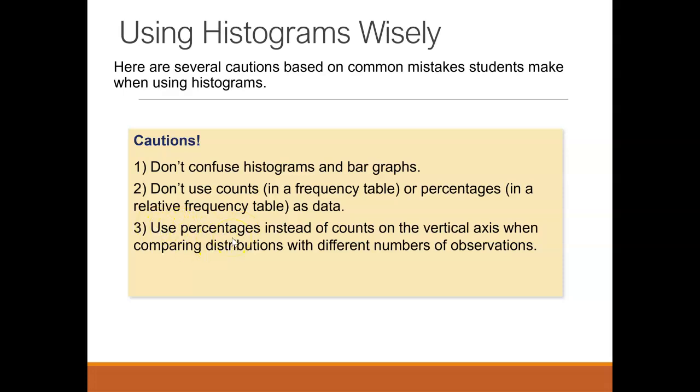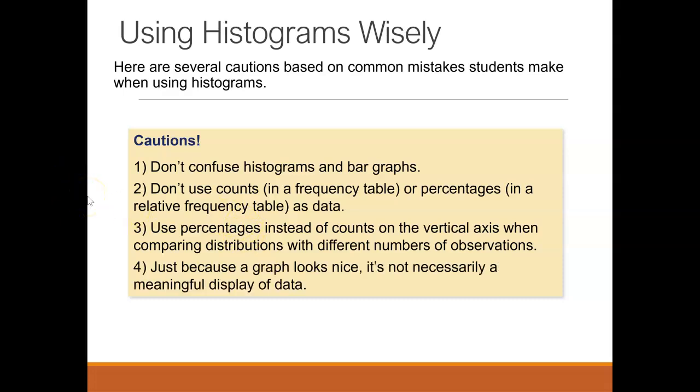Okay, so you're trying to compare two different studies that are both looking at the same thing. If study number 1 surveyed 50 people and study number 2 surveyed 100 people, it's a mistake to compare counts. You want a relative frequency, you want to look at the percentages. That's what item 3 is saying. And just because something looks nice doesn't mean it's actually meaningful.